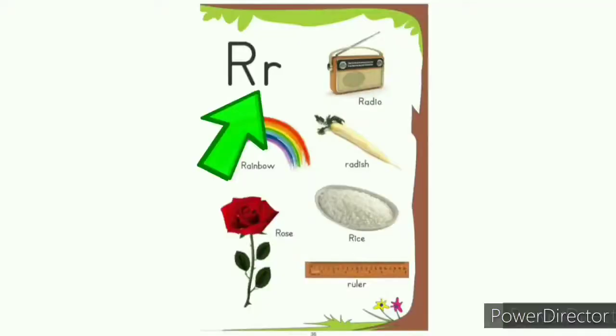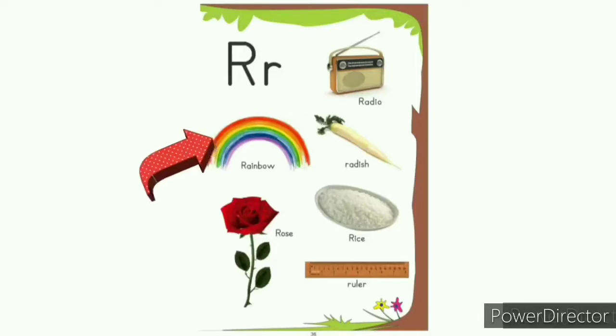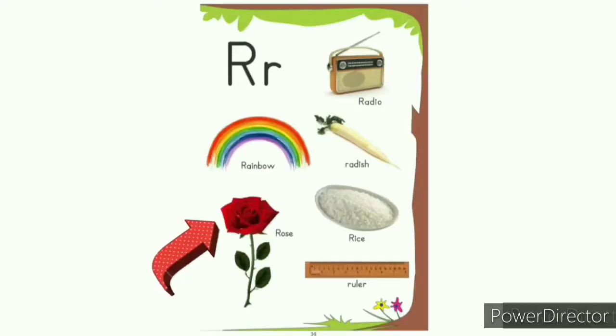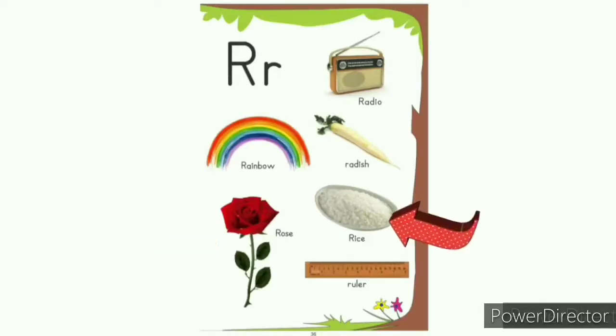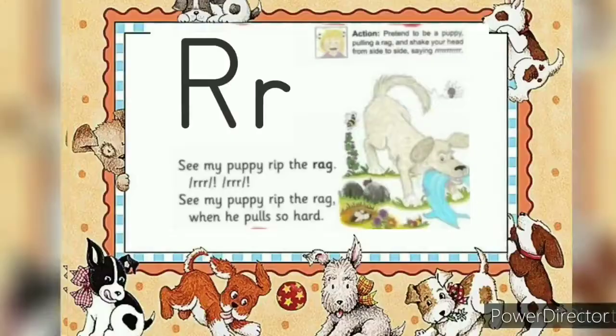This is alphabet R. Capital R, small r. Mama R, baby R. The sound of R is R. R for radio. R for rainbow. R for radish. R for rose. R for rice. R for ruler. Let's sing a jolly phonic song of alphabet R.